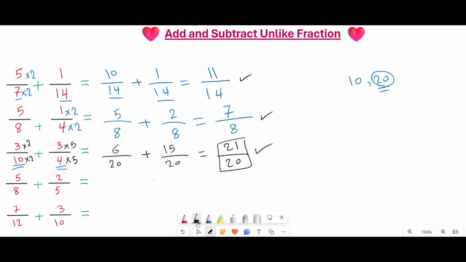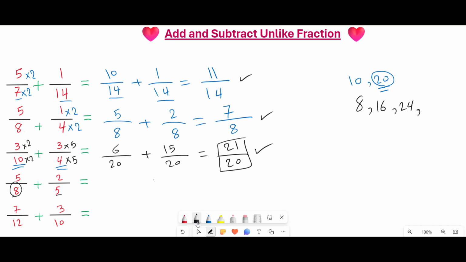Now 5 over 8 plus 2 over 5. Denominator same? No. Check if you can make 5 be 8. No. 8 be 5? No. Then what should we do? We take the bigger number and write multiples of 8. 8 times 1 is 8. 8 in table 5? No. 2 times 8 is 16. 16 in table 5? No. 3 times 8 will be 24. 24 in table 5? No.